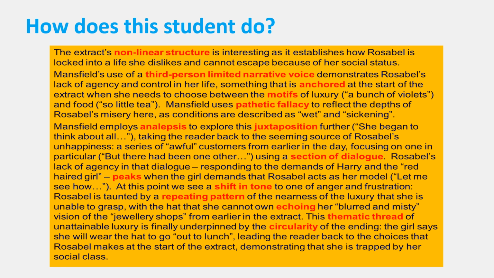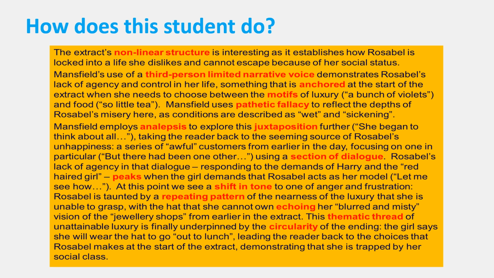Mansfield uses pathetic fallacy. I didn't actually pick up on this, but it's a really good point. We've got the atmosphere as she gets on the bus in those opening paragraphs. It's kind of wet and miserable outside, and then we've got that sickening sense of warm humanity, haven't we, inside the bus, which reflects her melancholic, miserable state.